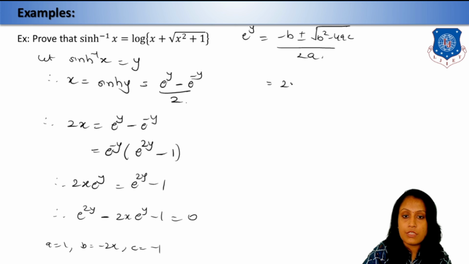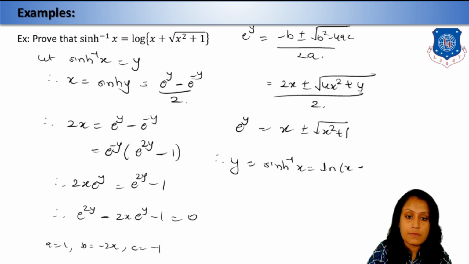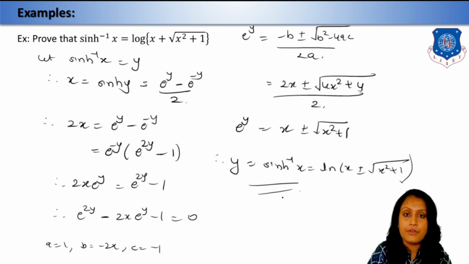Substitute the values. So this is 2x plus or minus under root 4x square, 4 into 1 into minus 1, so this is plus 4, upon 2. We can take out this 4 common, so 2 will be outside. We'll take out that 2 also, and it will get cancelled with this denominator. So finally we have x plus or minus under root x square plus 1. So from this, y is what? Sinh inverse x. So this is equal to ln of x plus or minus under root x square plus 1, right? So this is the desired result.